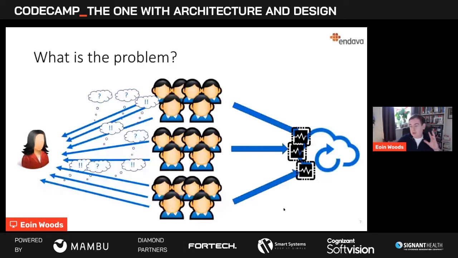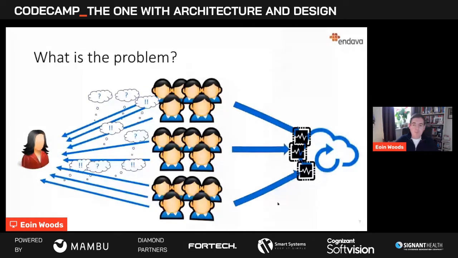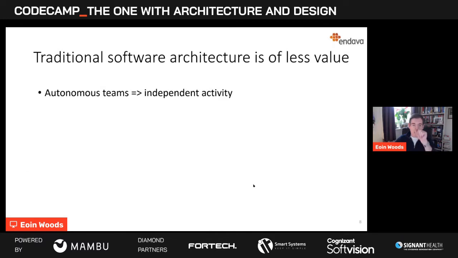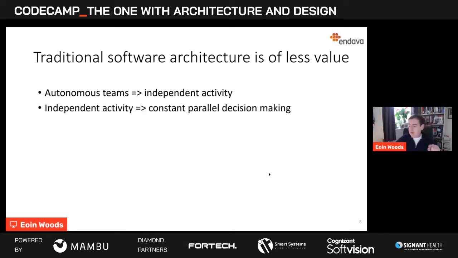This doesn't mean Adriana's a bad architect. In fact, she's probably brilliant, given that she's got as far as she has, but it does suggest that if she changed her ways of working a bit, she might be able to help the teams more. We'll come back to Adriana later and see where she got to. I would postulate that what we used to call software architecture, the traditional approach, is of less value. It's not to be thrown out. We don't want to throw the baby out with the bathwater, as we say in English, but it is of less value, and that's because autonomous teams create a lot of independent activity. Independent activity creates a lot of parallel decision making.